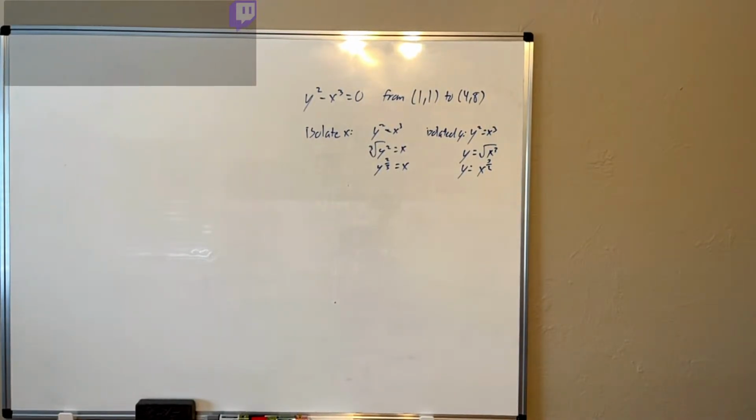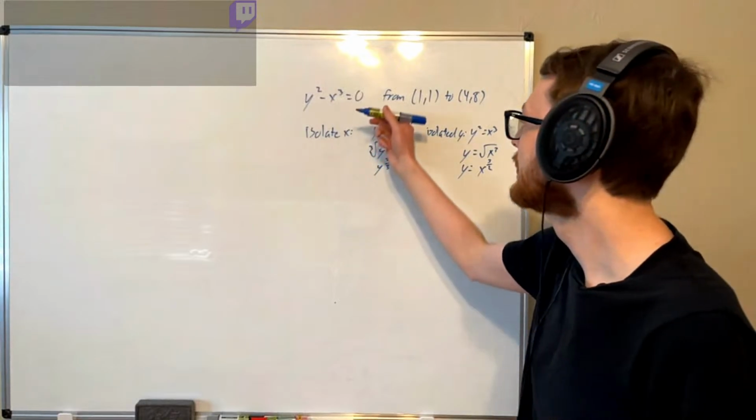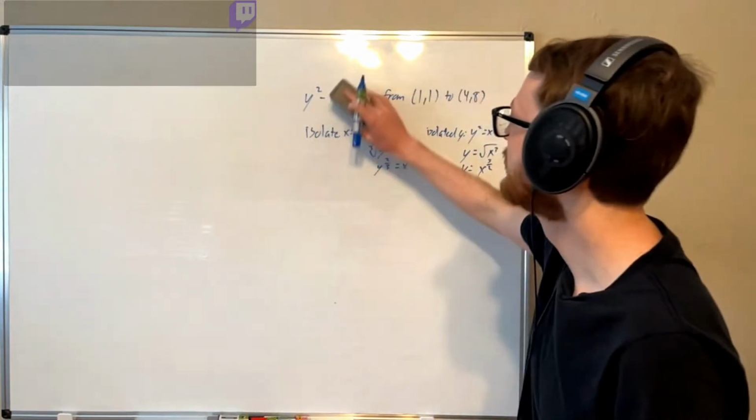Oh, y squared equals x cubed. Okay, that's the same thing. Sorry, maybe I misread it, but it looked like a minus sign. But you can rearrange this to be the same exact thing. So everything I said is still true.